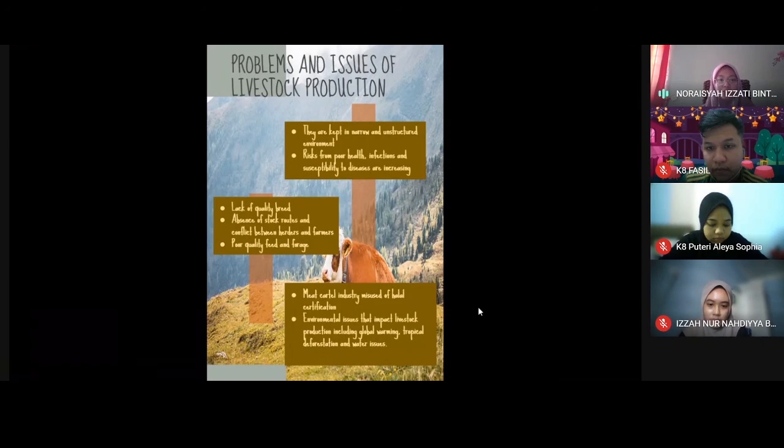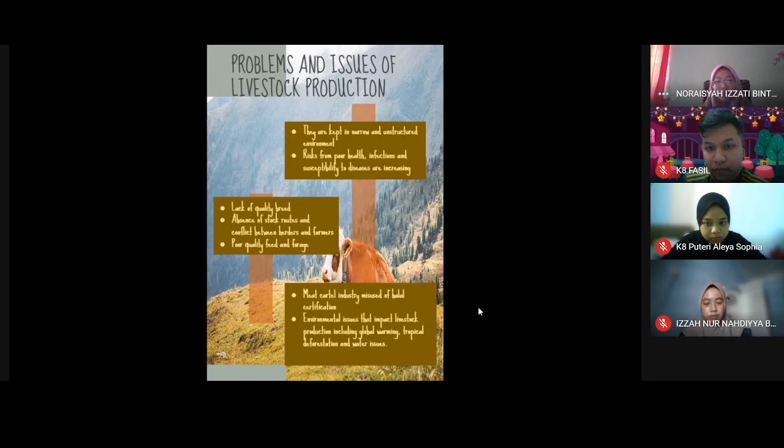So the next point is the absence of stock routes and conflict between herders and farmers. Herders are the ones that tend to herd animals and do not remain at a fixed location, and farmers are the ones who are growing crops and also taking care of the animals and stay in a fixed location. So the issue that might be happening between these two is maybe the trespassing of boundaries. So in order to fix the situation, maybe the government or any agencies can try to make a peaceful arrangement between these two.